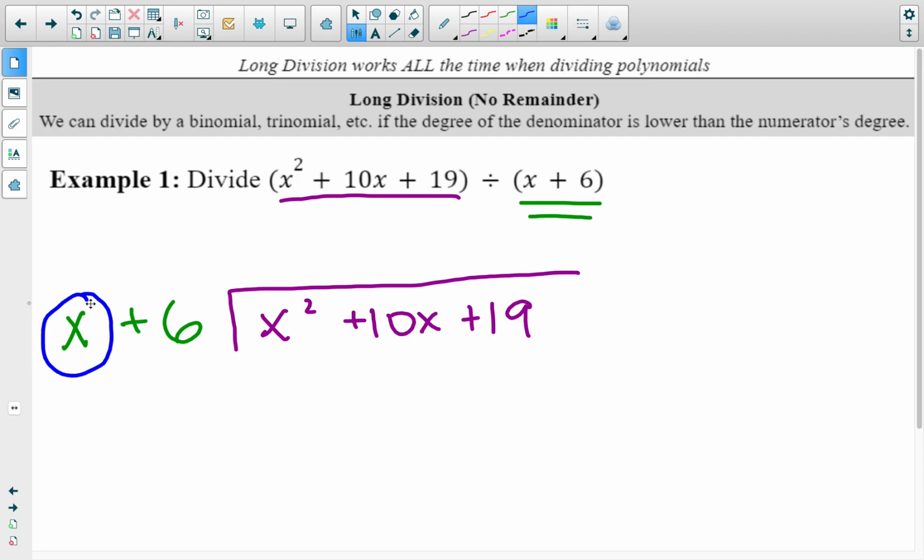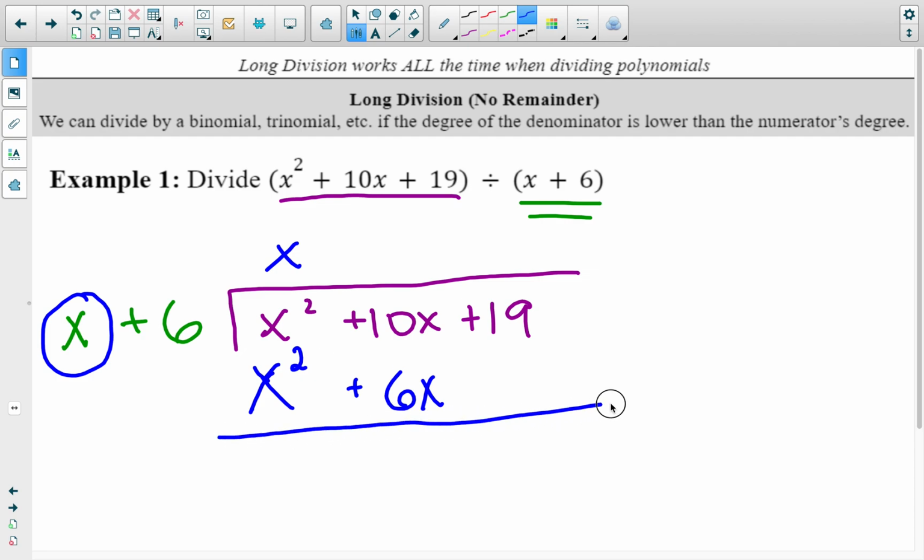We always are going to try to make this first term be multiplied by whatever's up here so that it equals whatever's out front. Okay, so what could we multiply x by to get x squared? We could multiply by x. Okay, x times x gives us x squared. We're going to write that right underneath the term with the same exponent, x squared, and then now we're going to multiply 6 times x as well. Okay, 6 times x gives us a positive 6x. We're going to write that underneath the term that has the same variable or the same exponent, which is x to the 1st power.